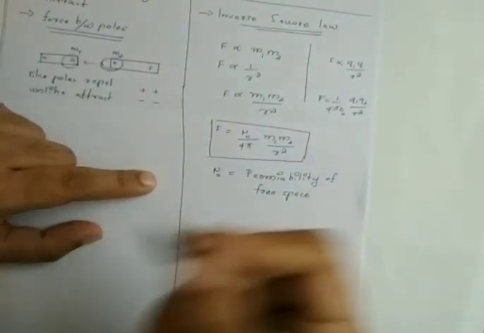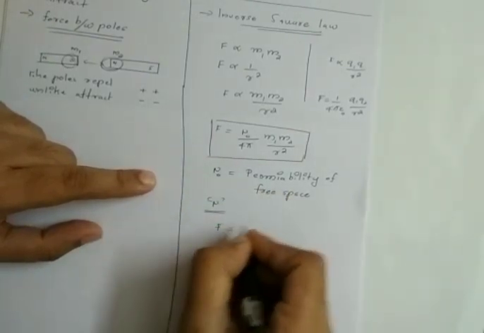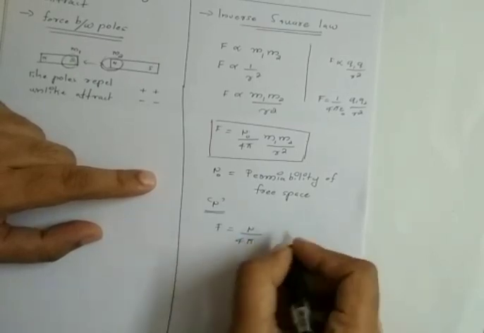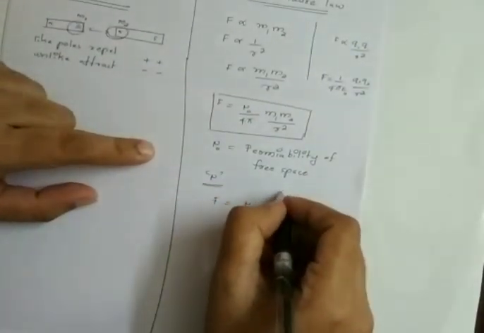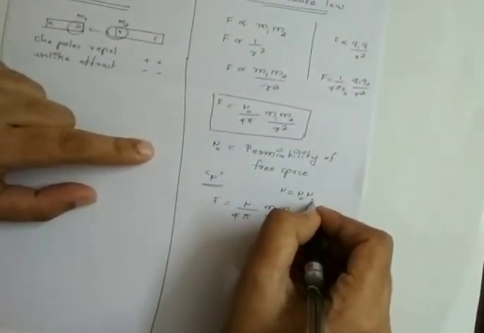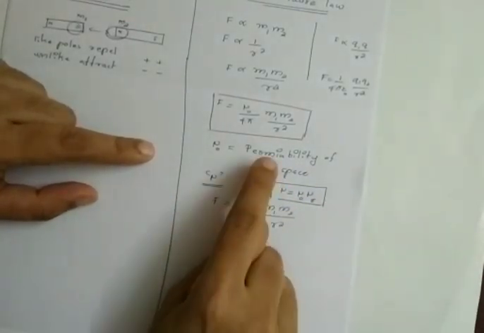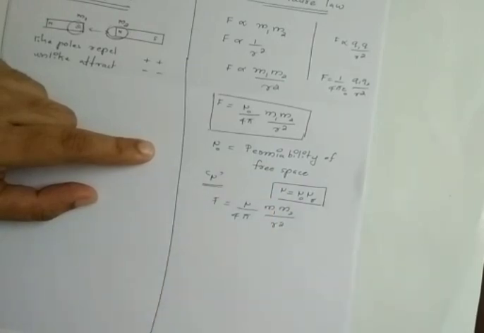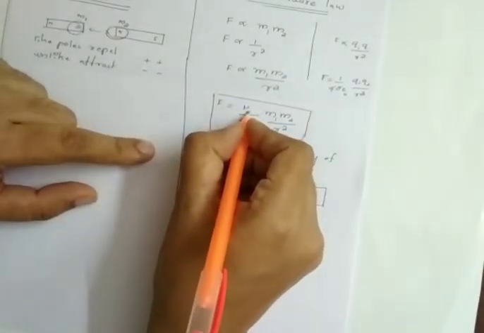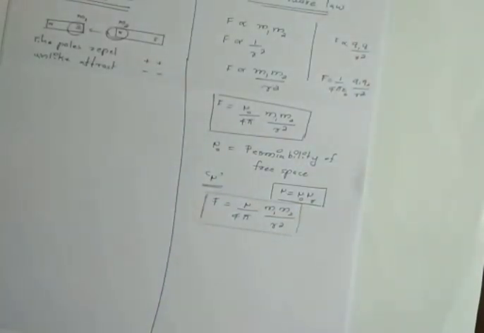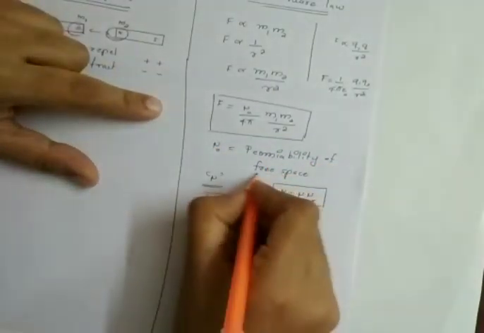Suppose you are using any other medium whose permeability is mu. Then the force of interaction becomes F is equal to mu divided by 4 pi M1 M2 divided by R square, where mu is equal to mu 0 into mu R, where mu R is the relative permeability. So whenever the medium is other than free space, the magnitude of the force is given by F is equal to mu divided by 4 pi. Whenever you see mu 0, epsilon 0, etc., you have to understand that particular term corresponds to free space.